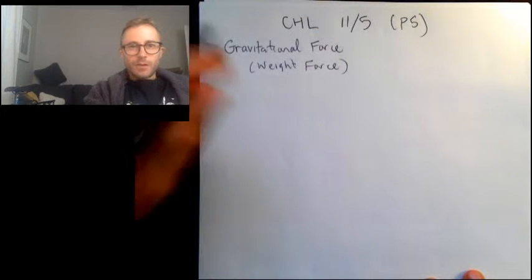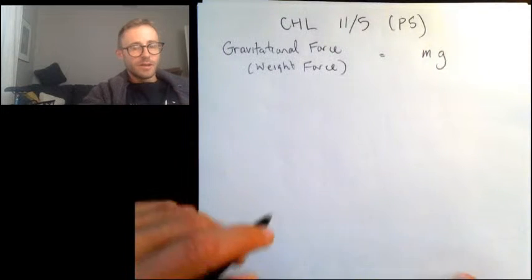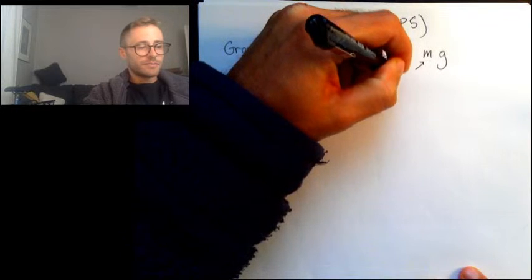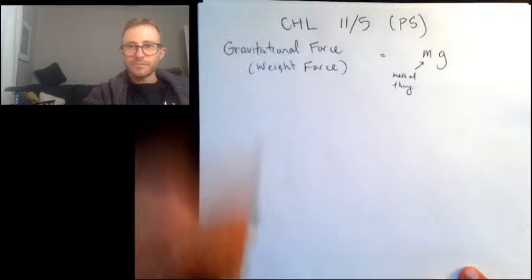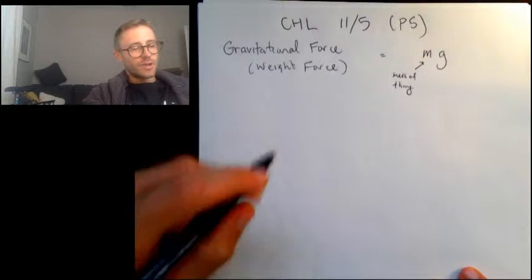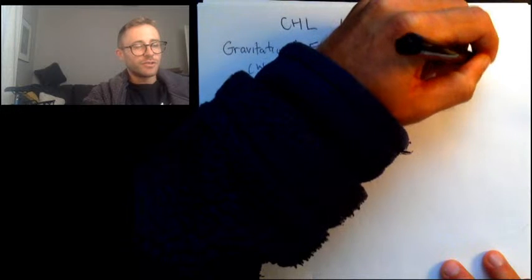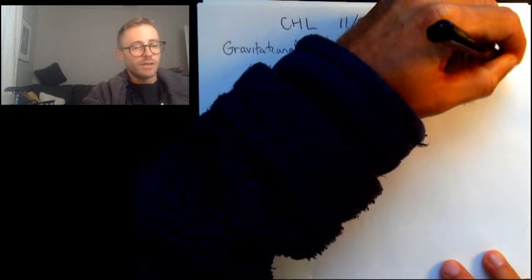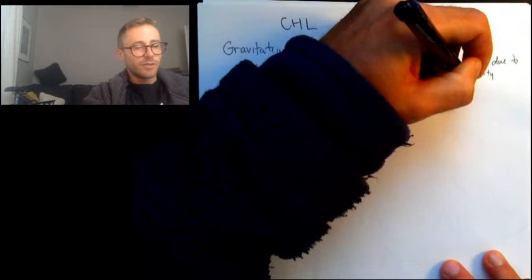Okay, so the formula for the gravitational force is just mg. Where little m is the mass of the thing, and little g is the acceleration due to gravity experienced by the thing.